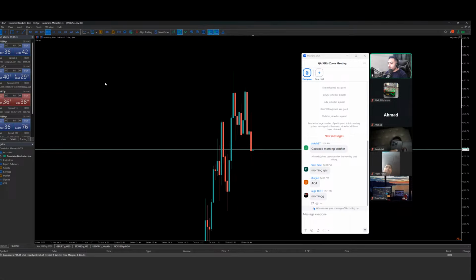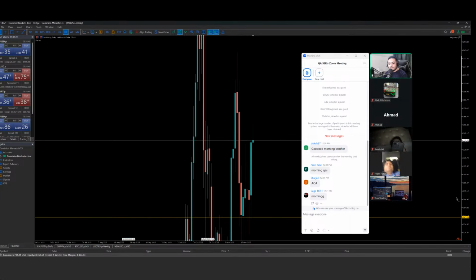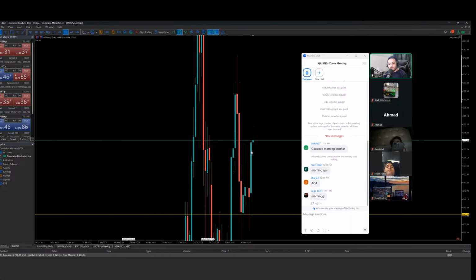So let's break down the chart on gold, what's going on right now. Let's start with the daily time frame. On the daily you can see it's continuously pushing upside. The previous daily closed above this whole rejection on the left-hand side. Above this area we are having a clean traffic.